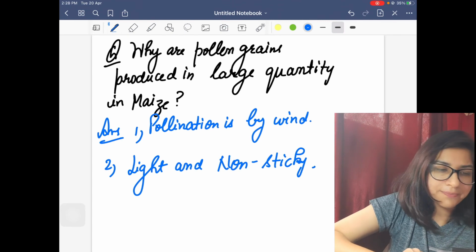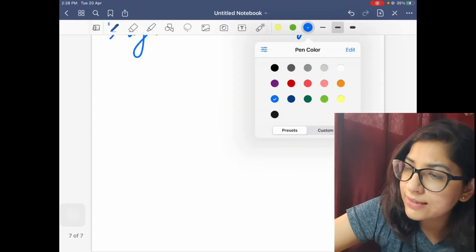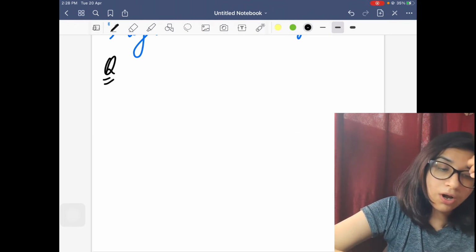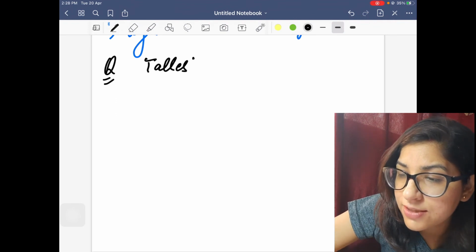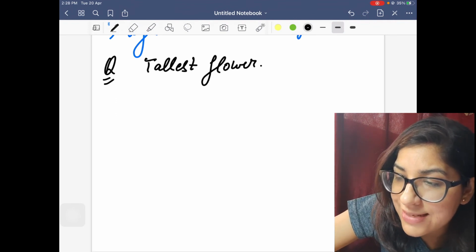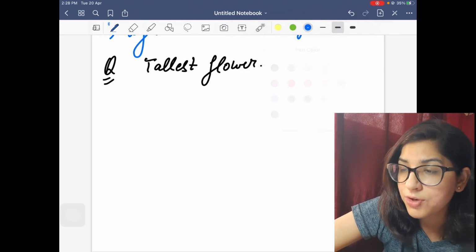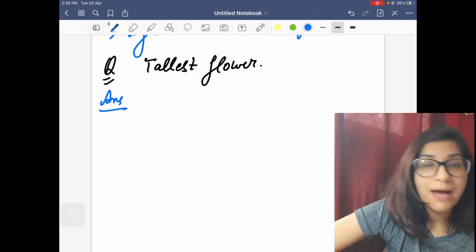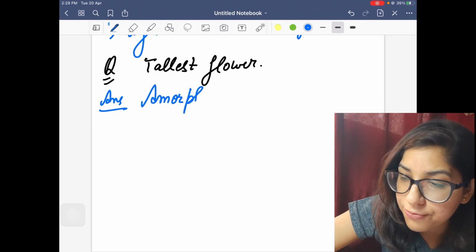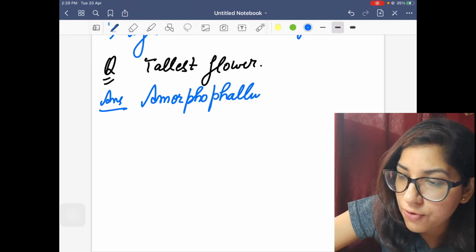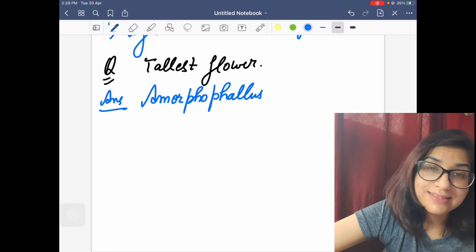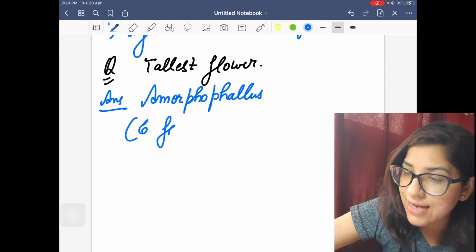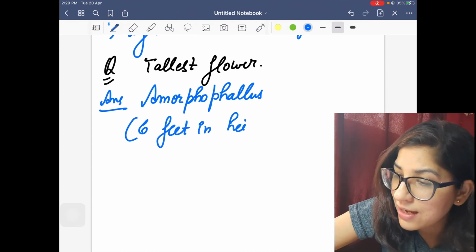Taking the last question, a 1 mark question: name the plant which has the tallest flower. That is the answer from your NCERT. I should not answer this question, but still I am giving it: Amorphophallus. Why do we call it the tallest? It is 6 feet in height.